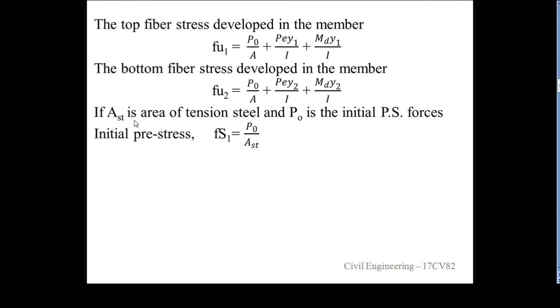If AST is the area of cross section of tensile steel and P0 is the initial pre-stressing force, the initial pre-stress Fsi, that is pre-stress at the initial stage, is equal to P0 by AST. Here Fsi is the stress, P0 is the force, the pre-stressing force. Okay, this is stress, this is force, and this is the area of steel, AST.